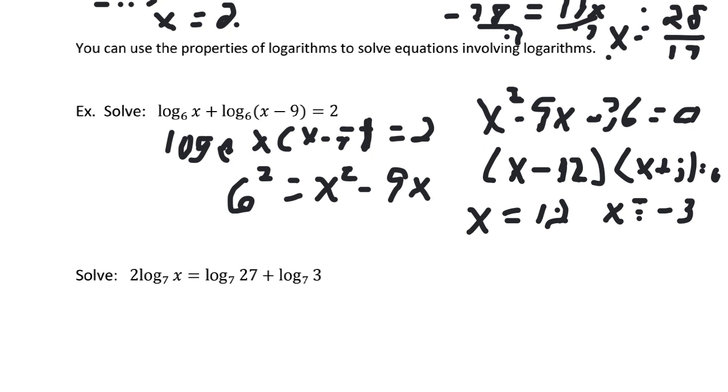Now the problem is we need to get back up and check these. Here's the deal with these things. You never have a negative inside of an exponent or inside of a logarithm. If I put negative 3 in there, or even in here, it's going to give me a negative. So that one gets canceled out. And my final solution is just 12.